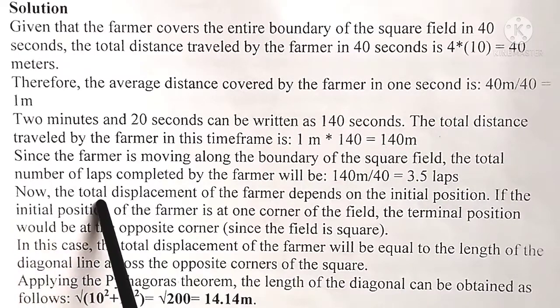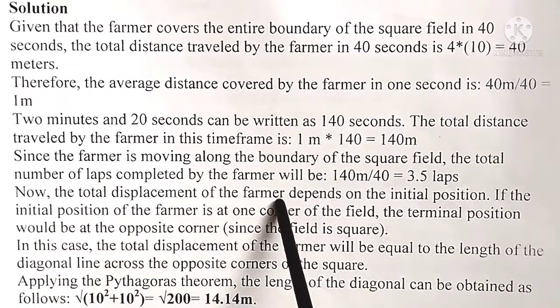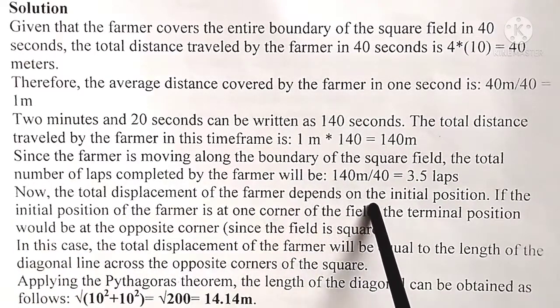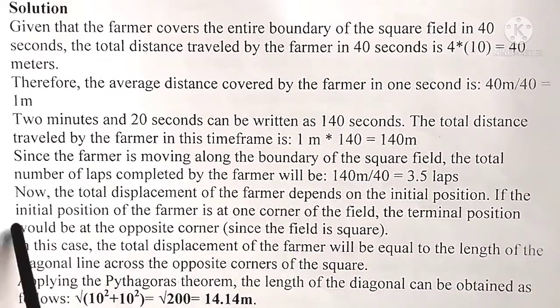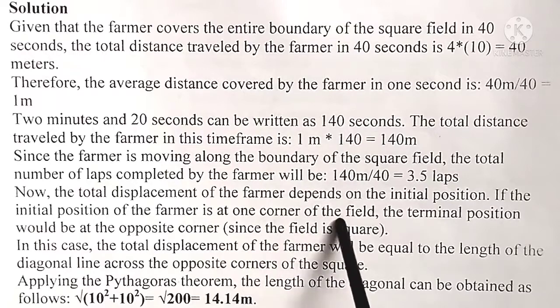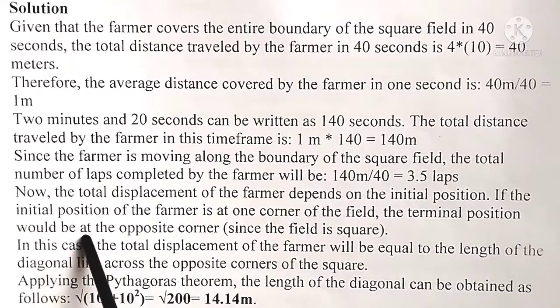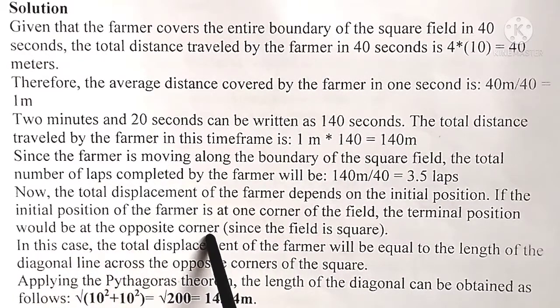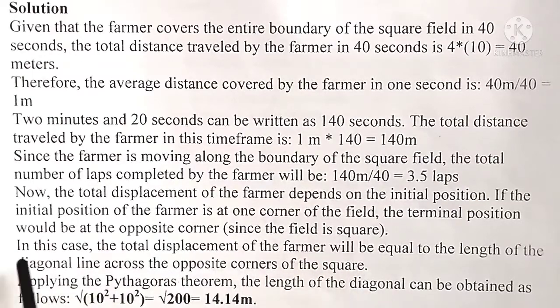Now the total displacement of the farmer depends on the initial position. If the initial position of the farmer is at one corner of the field, the terminal position would be at the opposite corner. Since the field is square, in this case the total displacement of the farmer will be equal to the length of the diagonal line across the opposite corners of the square.